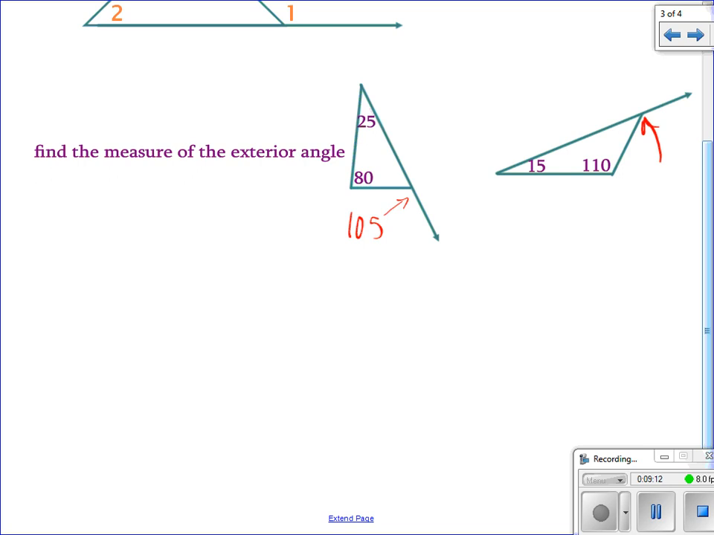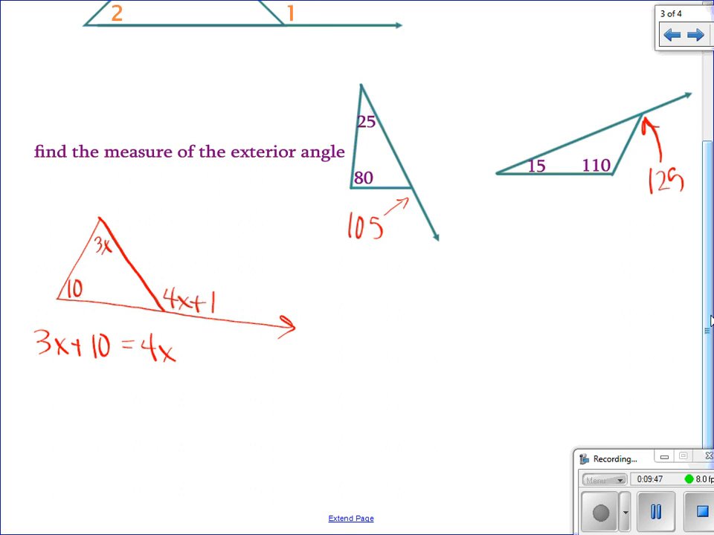So let's say we had this, draw a picture like this underneath. Okay. We're just going to set this one up. If this had 3x plus 10, 4x plus 1. We're not going to solve this because I don't know if it's even going to end up working out. But what would we set it up as for the equation? 3x plus 10 equals 4x plus 1. You add these two together, they equal the exterior angle. Okay?